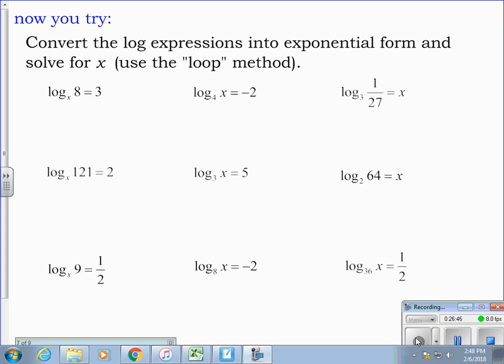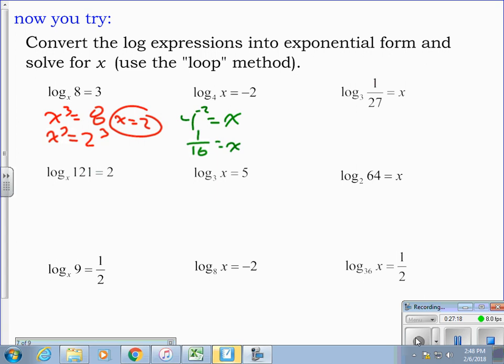So log base x of 8 is 3. So x cubed is equal to 8. X cubed equals 2 cubed. So x equals 2. Next, 4 to the -2 is equal to x. That's easy. 4 to the -2. 1 over 16 is equal to x.